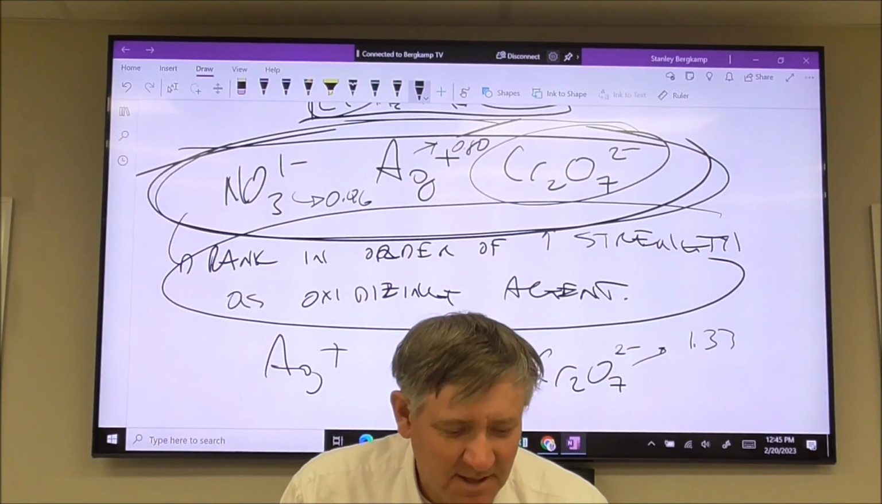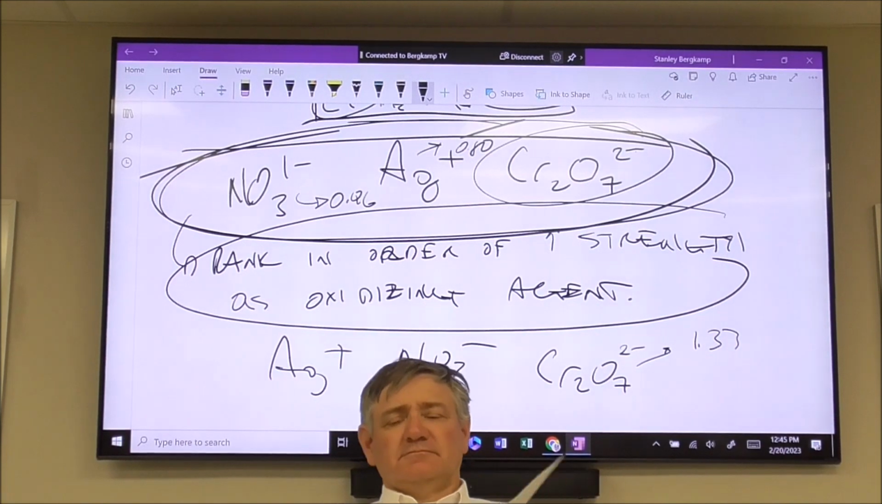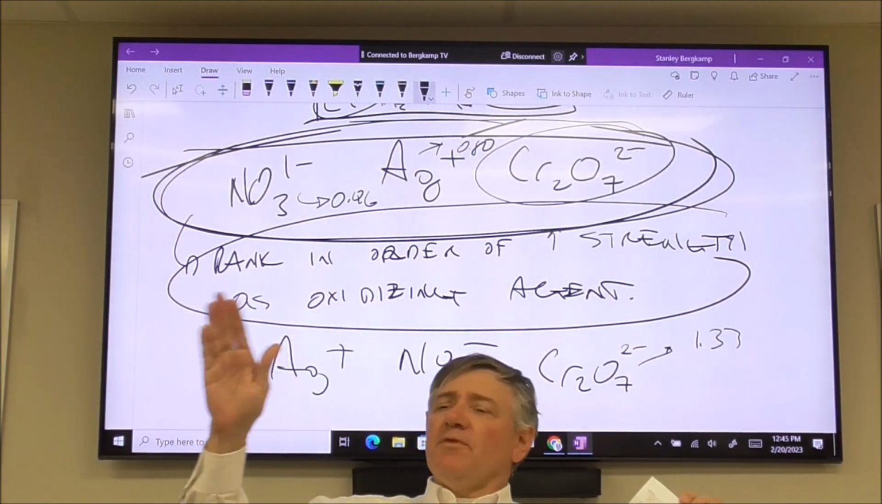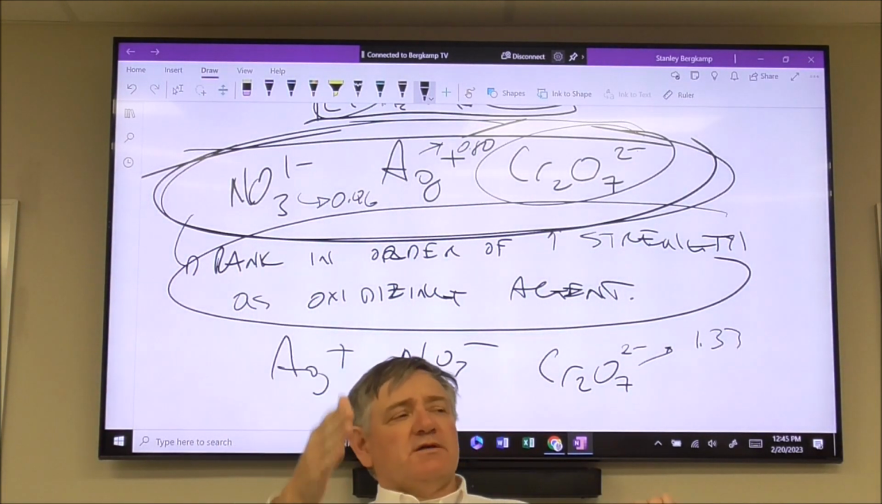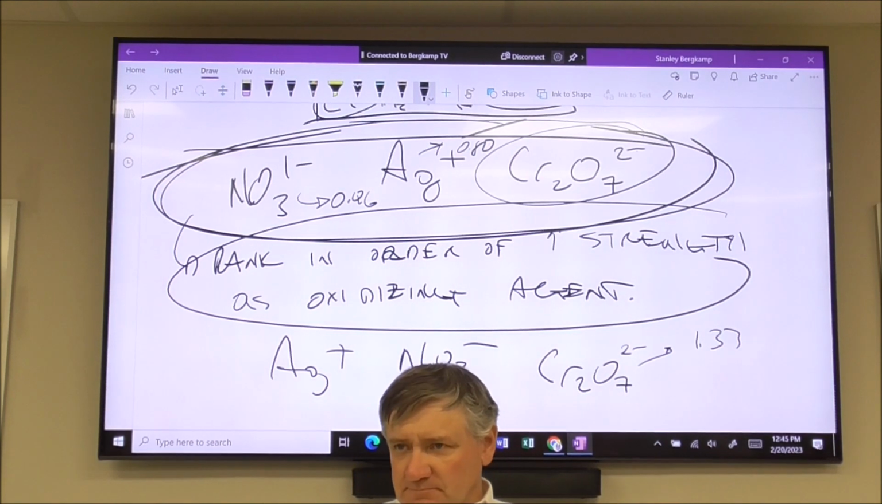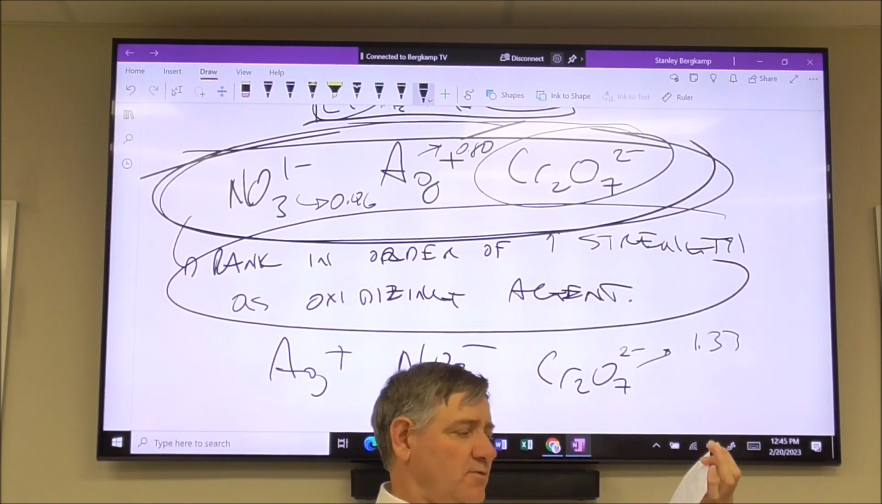Okay, are we going, Marilla? Yes. Okay. I only want you to do the ones that are circled. Okay? Only do the ones that are circled.